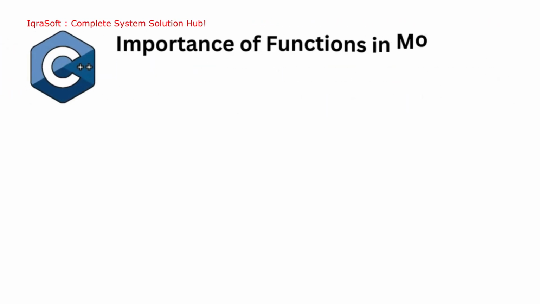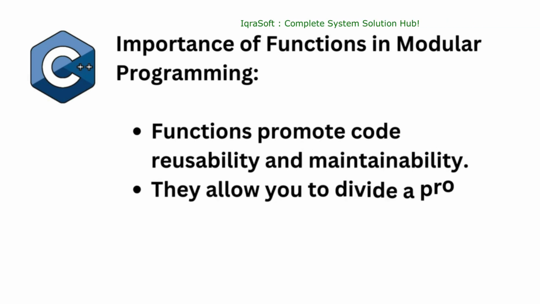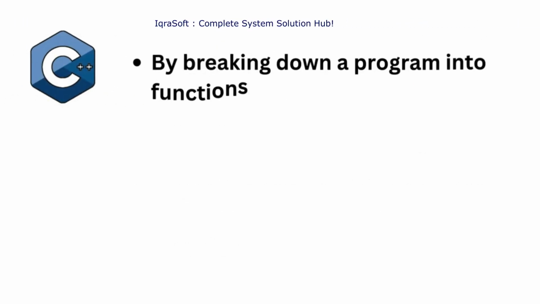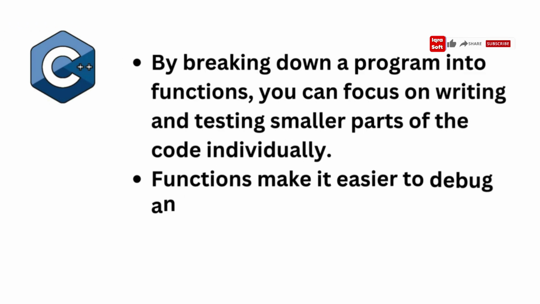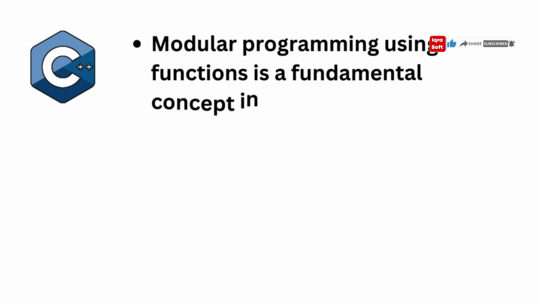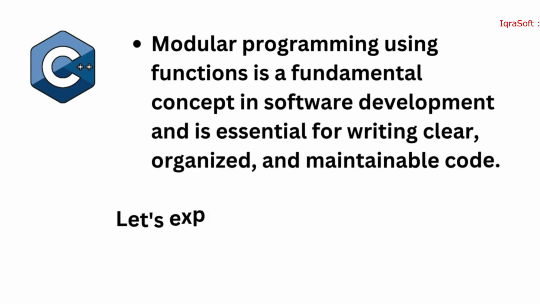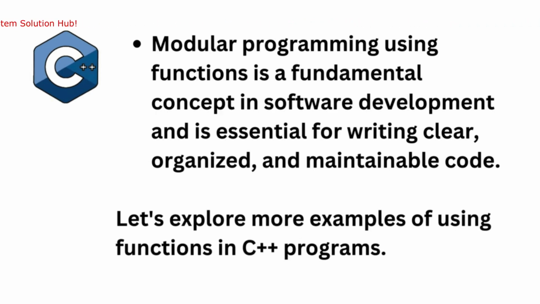Importance of functions in modular programming. Functions promote code reusability and maintainability. They allow you to divide a program into smaller, more manageable modules. By breaking down a program into functions, you can focus on writing and testing smaller parts of the code individually. Functions make it easier to debug and maintain code. Modular programming using functions is a fundamental concept in software development and is essential for writing clear, organized, and maintainable code. Let's explore more examples of using functions in C++ programs.